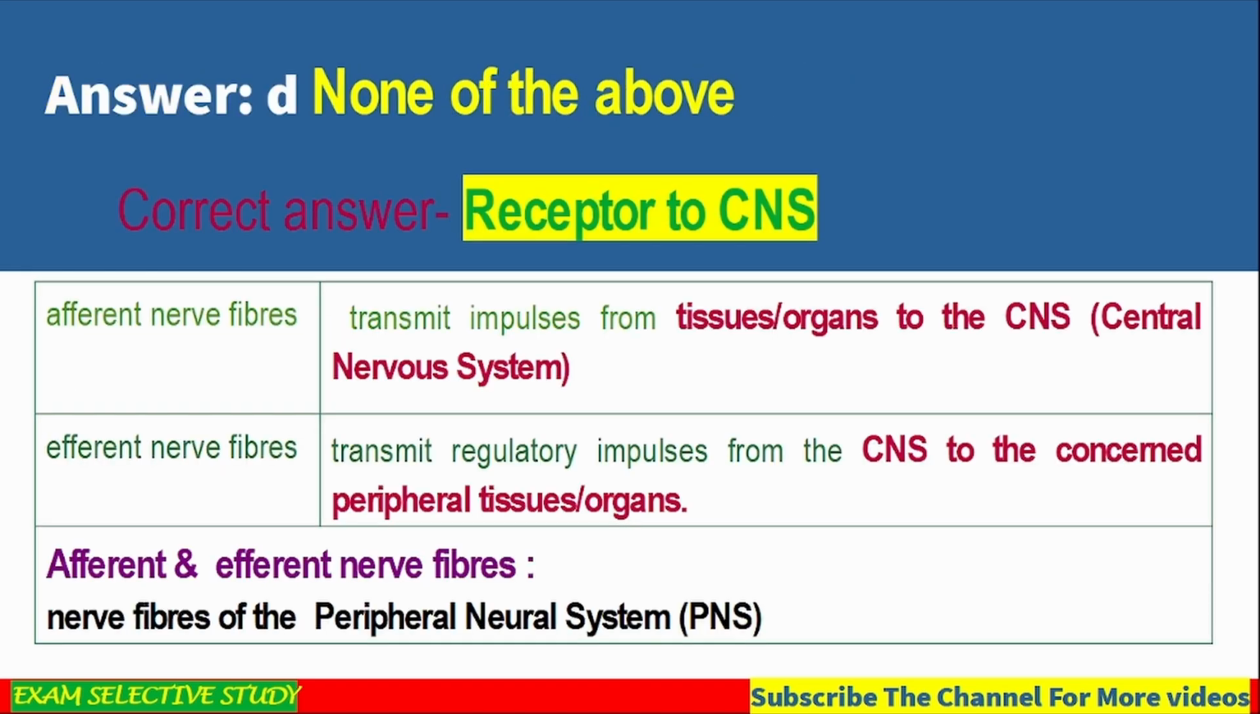Afferent nerve fibers ഉണ്ട്, efferent nerve fibers ഉണ്ട്. Afferent nerve fibers transmit impulses from tissues or organs to the CNS, central nervous system. Efferent nerve fibers, they transmit regulatory impulses from the CNS to the concerned peripheral tissues or organs. Afferent and efferent nerve fibers are of the peripheral neural system ആണ്.